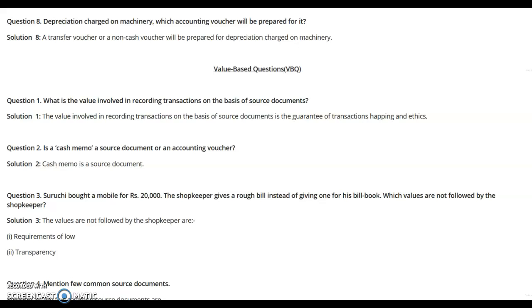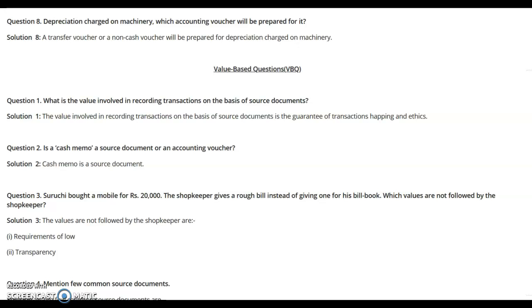Then Suruchi bought a mobile for rupees 20,000. The shopkeeper gives a rough bill instead of giving one from his bill book. Which values are not followed by the shopkeeper? You understand that sometimes when you buy from the market, the seller does not issue the proper bill or the proper invoice or cash memo, but writes on rough paper or some common paper. They mention the details. So it is wrong.